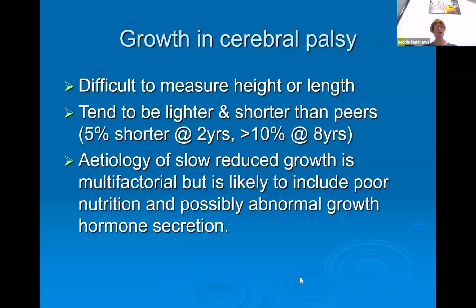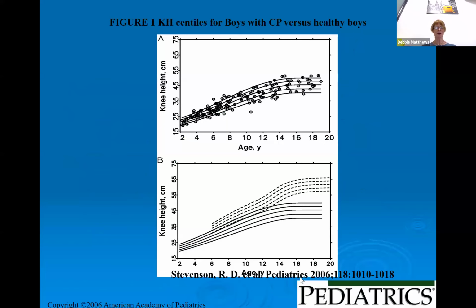And the etiology of this reduced growth is multifactorial, but it's likely to include poor nutrition and possibly abnormal growth hormone secretion. So this slide here shows quite an old study from 2006 of centiles for boys with cerebral palsy measuring their knee height. So this is from the ground to their knee, making sure that they haven't got contractures. And the top chart shows these measurements being made in boys with cerebral palsy of different ages, with the centile lines constructed for them.